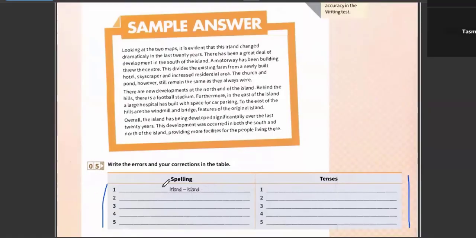Okay. The first spelling mistake has already been given here. That is, island was spelt wrongly and it was written IRLAND. So that is one of the spelling mistakes. You have to find the rest of the 4. And for the tenses, you have to go through the sample answer and find them. So take some time and complete this work. Is it clear, dear? Yes. Okay, great. So complete it.